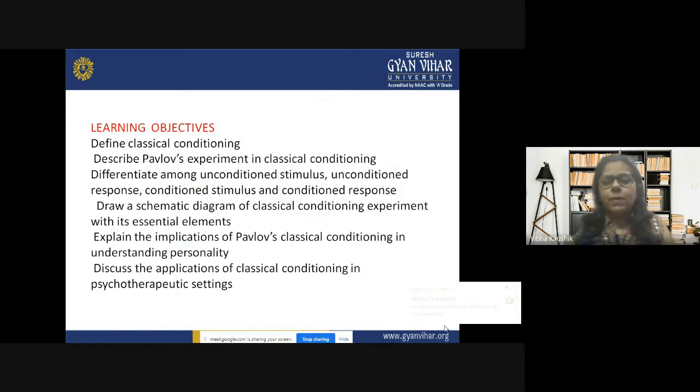This is the Pavlov experiment in classical conditioning. Differentiate among unconditioned stimulus, unconditioned response, conditioned stimulus, and conditioned response. Means you will be able to differentiate among these concepts. Draw a schematic diagram of the classical conditioning experiment with its essential elements, the diagram of Pavlov on which he has done his experiment. Explain the implications of Pavlov's classical conditioning in understanding personality. Discuss the application of classical conditioning in psychotherapeutic settings.